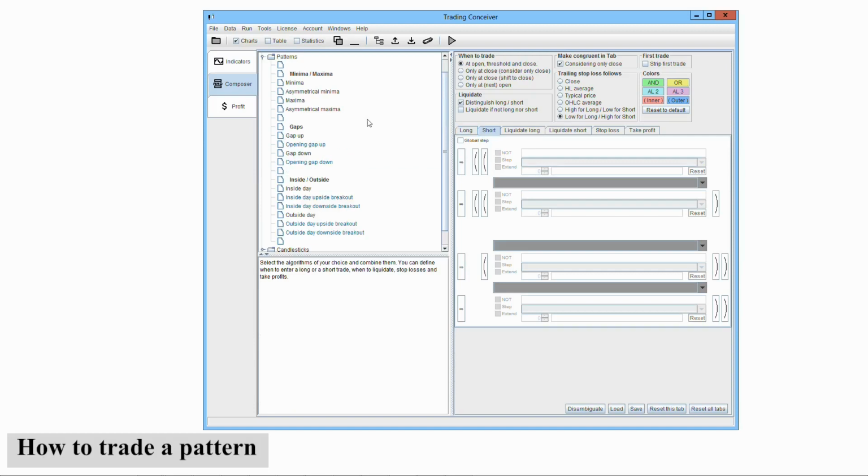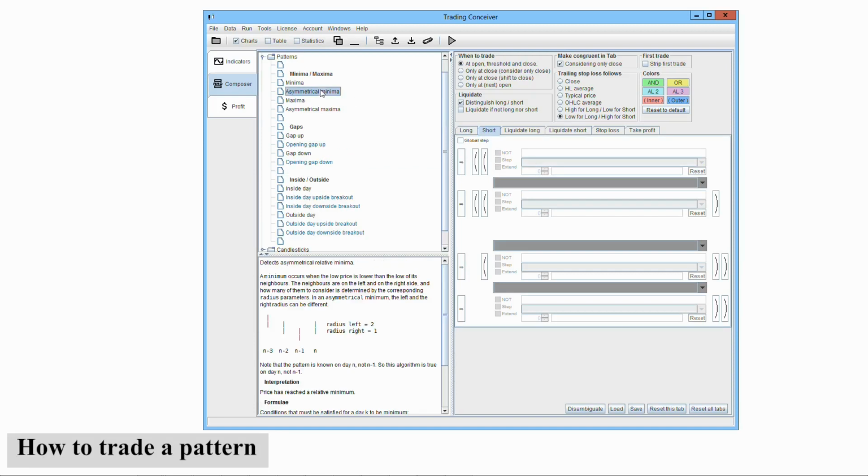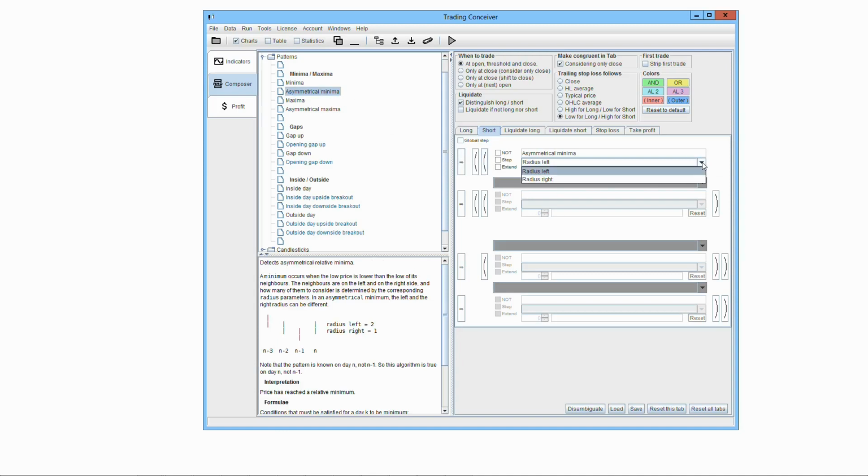In order to trade a pattern, select the pattern of your choice in the tree and then press one of the selection buttons in the composer. The pattern will appear in the corresponding logical slot. If parameters are present for an algorithm, choose values you deem appropriate. Don't rely on default values, as there is nothing peculiar in them. For the checkboxes Not, Step, Extend, refer to the chapter about the algorithms based on technical indicators.